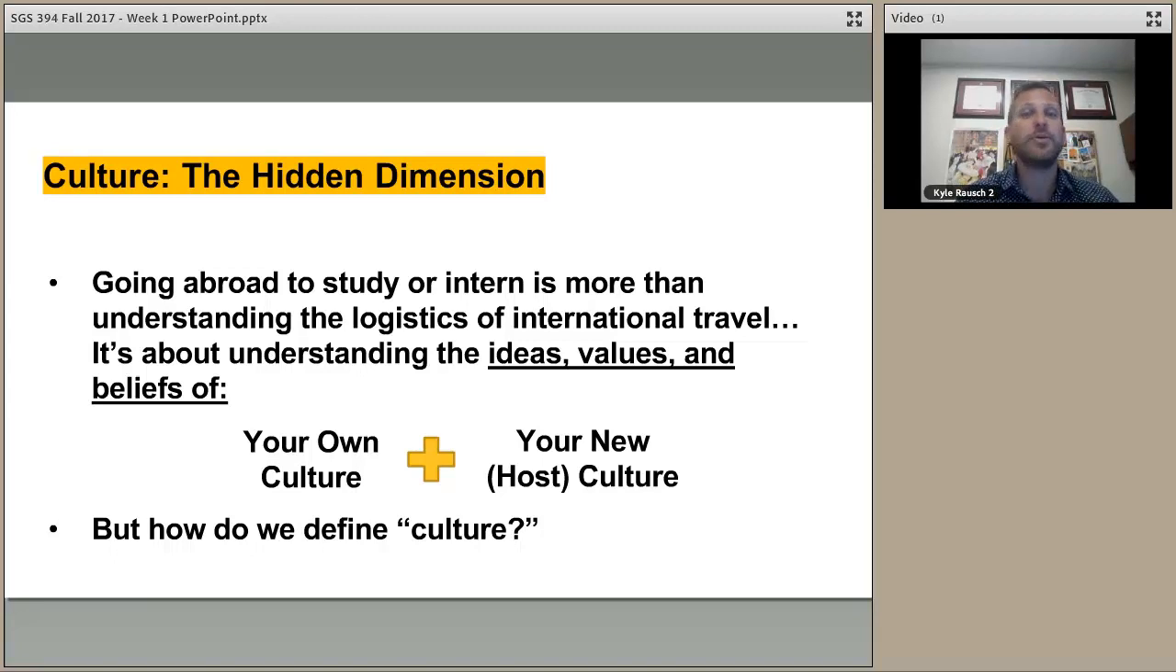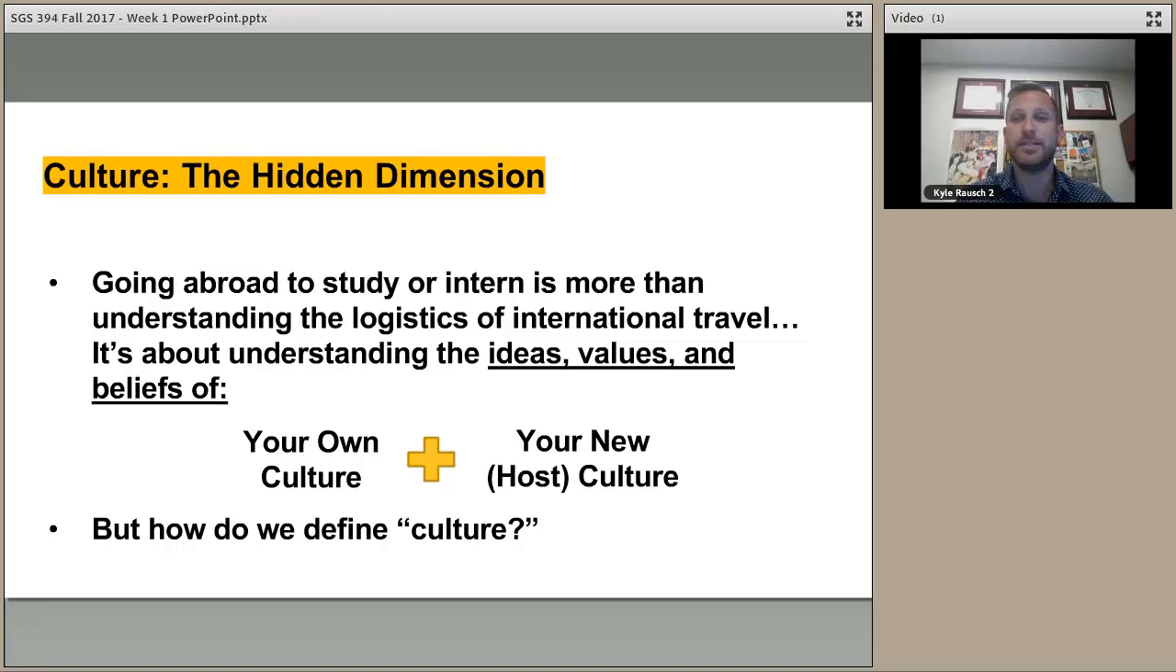For those of you who are already signed up to participate in one of these activities abroad, you likely have many questions and concerns that are logistical in nature, such as determining whether or not you require a visa to enter your host country, how you will access your funds, where you will live, and how you will get around.